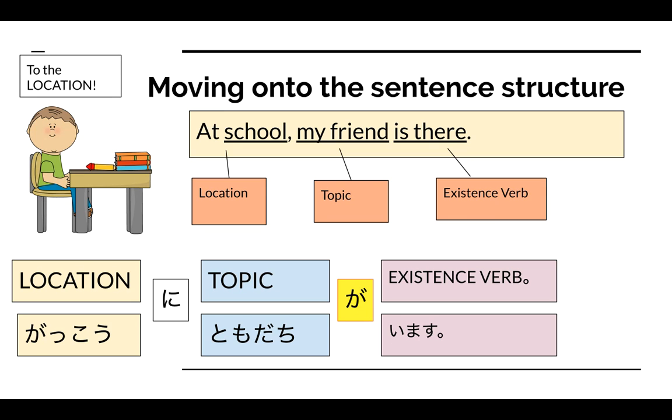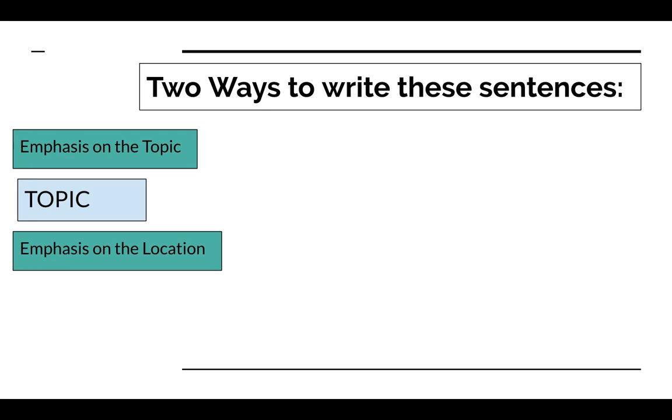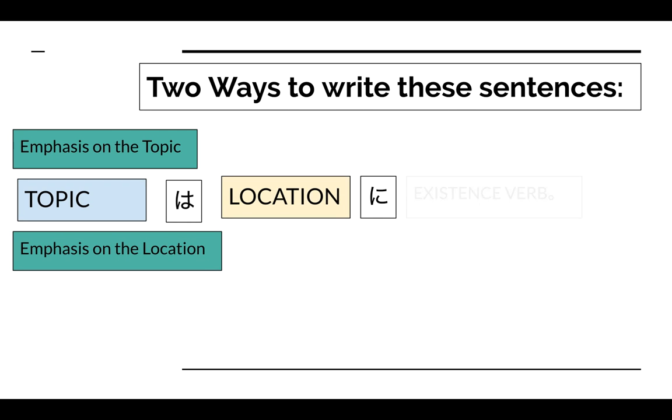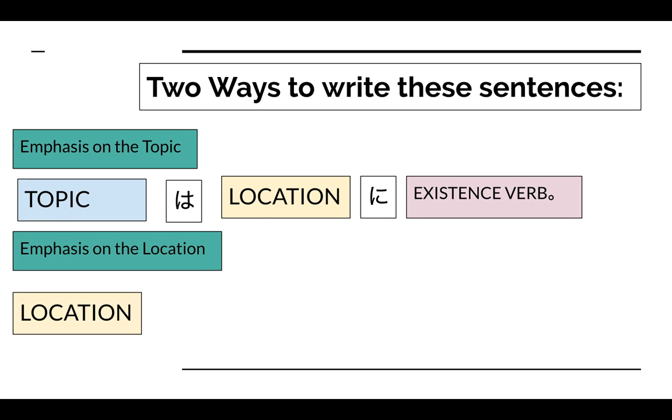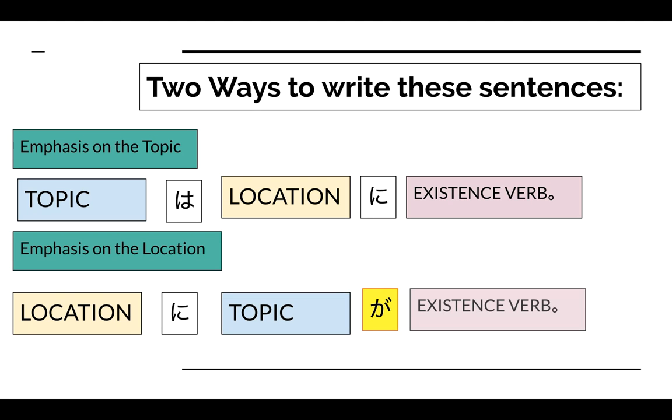When you have the topic in the front, it's は and then に. So let's do a quick review. Emphasis on the topic, topic は location に and then existence verbs. Emphasis on the location, location に topic がいます ね. So, or あります. Depending on what kind of topic you have to change your existence verb.